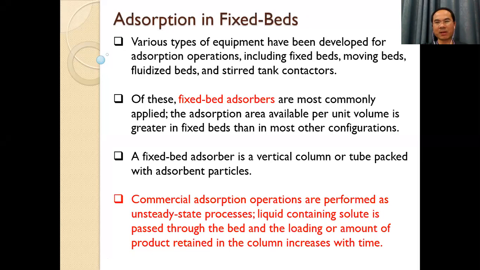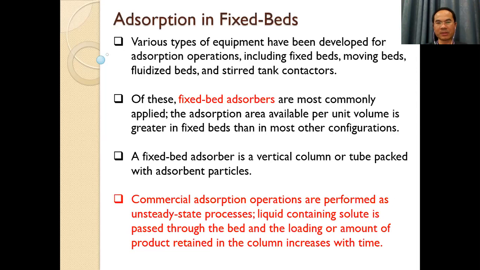As previously, we talked about the adsorption operation in batch operation and in continuous stirred tank operation. But now we will concentrate on adsorption in a fixed bed. Fixed bed adsorption is the most common use of the adsorption process to separate liquid or gas solute from the mixture. Fixed bed means the adsorbent is fixed, and the solution or fluid flows through the bed.